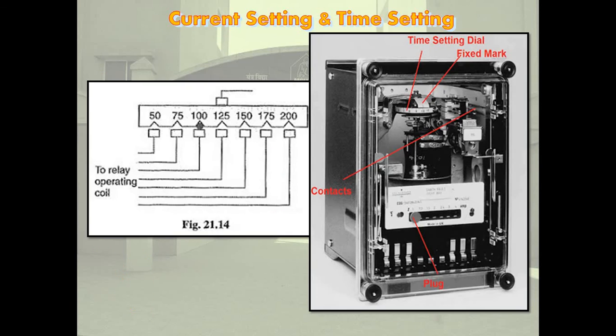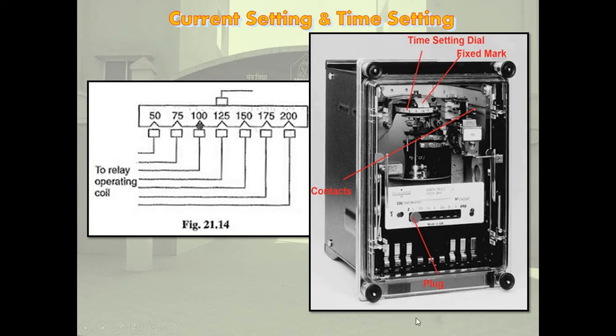Now, current setting and time setting. This is a figure of current setting construction. This is a number of settings like 50, 75, 100, 125 up to 200. This is the connection to these settings. Here, connect the 100 current setting, like a plug setting.